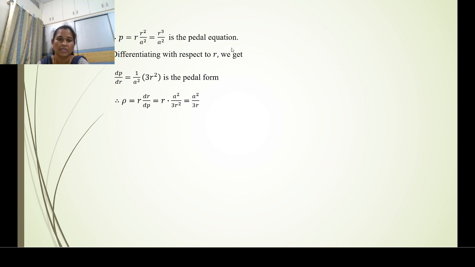pedal equation. Again differentiate with respect to r. We have to deduce the result. Dp by dr is 3r square by a square, the derivative of r cube, in the pedal form. Then rho is equal to r dr by dp. Take the reciprocal: a square by 3r square, so rho is equal to a square by 3r. One term r gets cancelled. It is a square by 3r. That is the end of the problem.